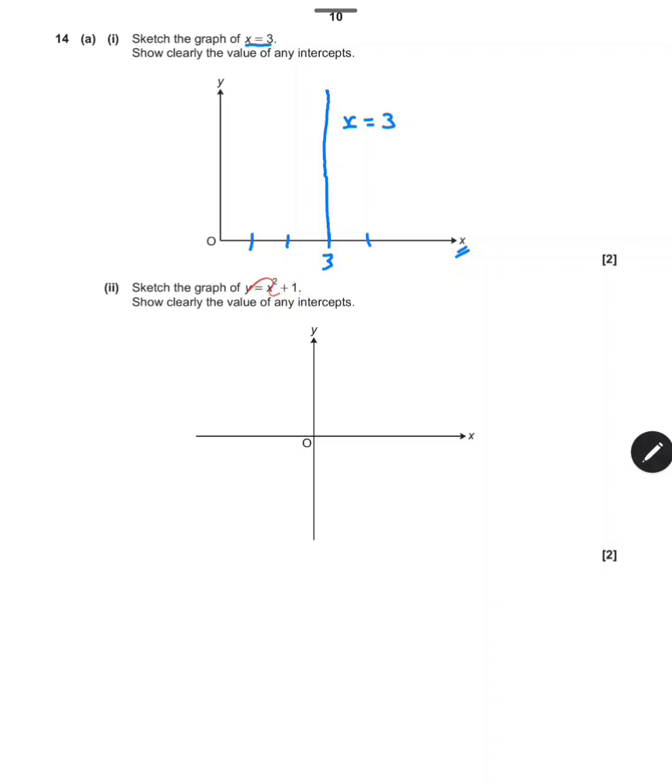Part 2 says sketch the graph of y equals x squared plus 1. y equals x squared is a curve like that. It's a symmetrical curve like this U shape. So that is y equals x squared. And if you want to do y equals x squared plus 1, what you need to do is move this graph up by 1. So I'm just going to remove that. We're going to draw the same curve. But what's happened is it's gone up, and rather than crossing at 0, 0, it crosses at 0, 1. So that there is y equals x squared plus 1.